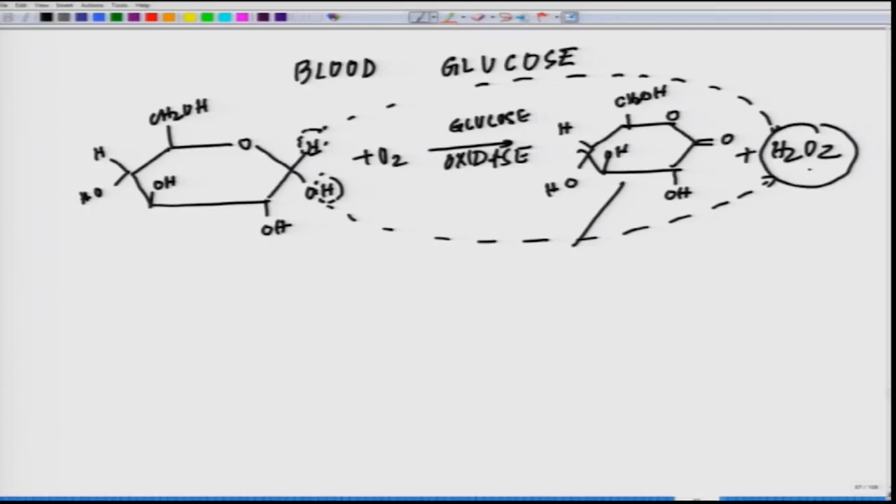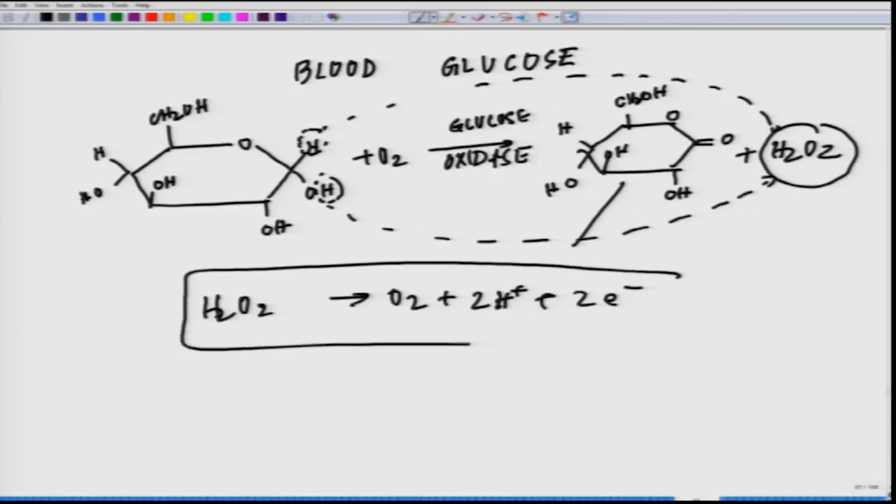They measured the H2O2 by oxidation at a single working electrode, which is held at positive 0.6 volt versus Ag/AgCl. This was the reaction: H2O2 gives oxygen plus 2H+ plus 2 electrons. So, this is the reaction at the working electrode. The current is proportional to the concentration of H2O2, which in turn is proportional to the glucose concentration.